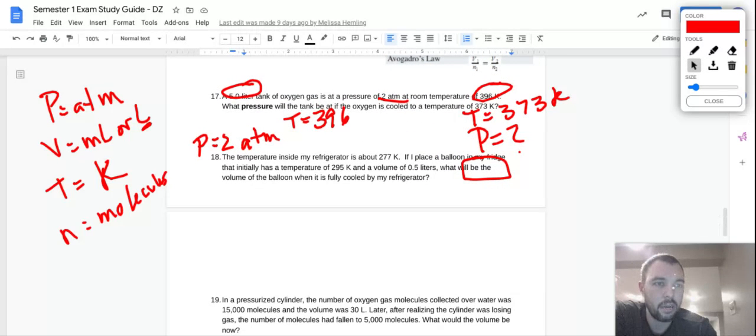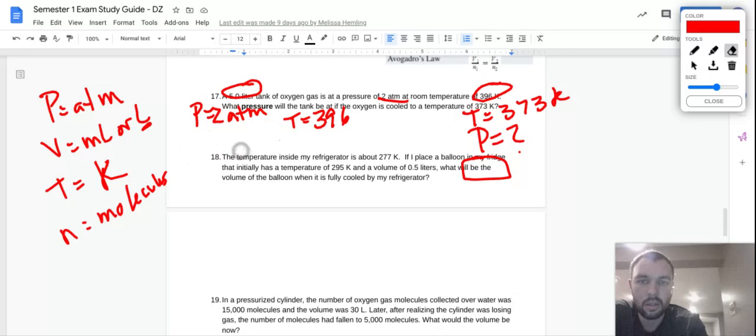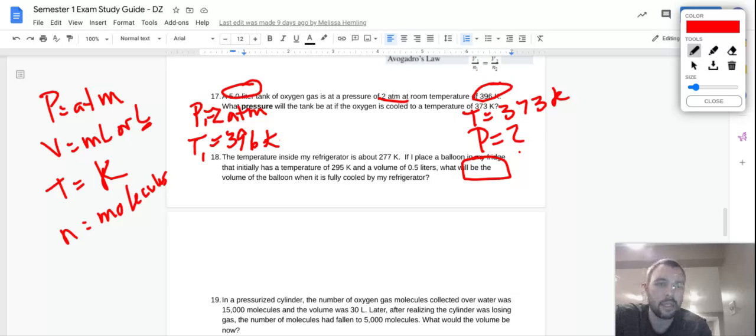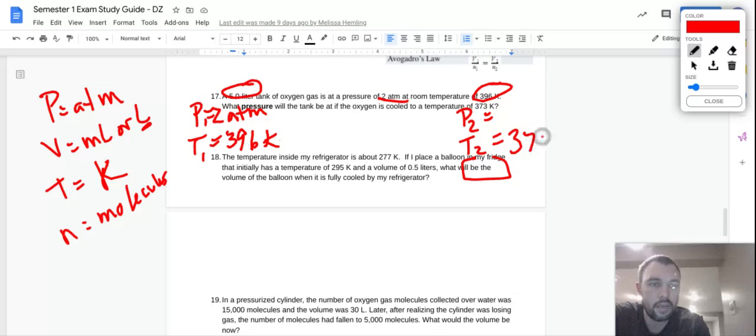So pressure equals 2 atm here, and temperature equals 396 K. I'm going to put my ones in there, and I want the other side to look the same, except it should be twos. So I'm going to erase this and put P2, T2. The temperature is 373 K, and we're looking for pressure 2.